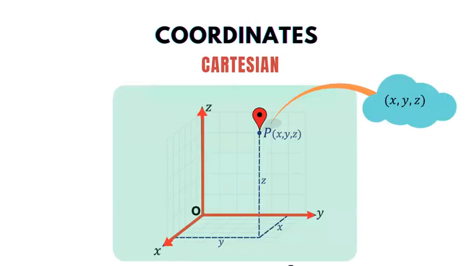In the Cartesian coordinate system, we have three mutually perpendicular vectors called axes. These axes are named x, y, and z axis. The coordinates of the point are represented using x, y, and z coordinates.